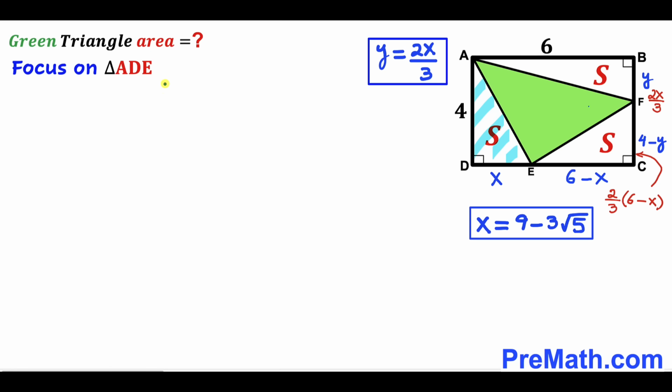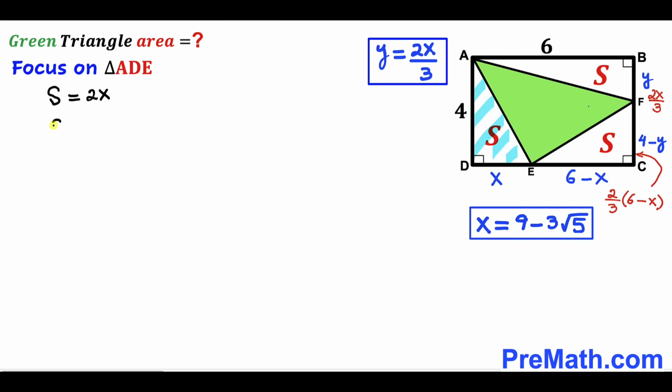And now let's focus once again on this right triangle ADE. And we can see the area of this triangle is 2 times x. And moreover, the area of this triangle is also being represented by uppercase S. So therefore the area of this triangle, uppercase S, is going to be equal to 2 times x. And our x value we already figured out is 9 minus 3 times square root of 5. We are going to substitute that value over here.